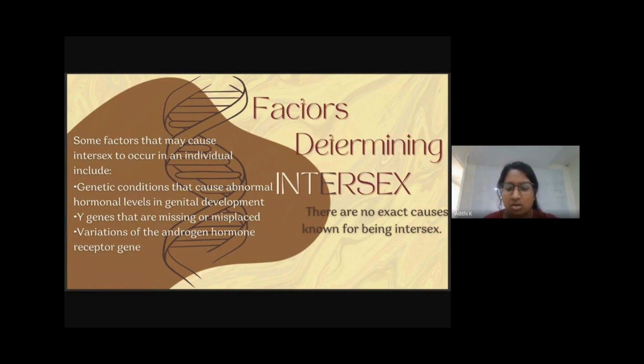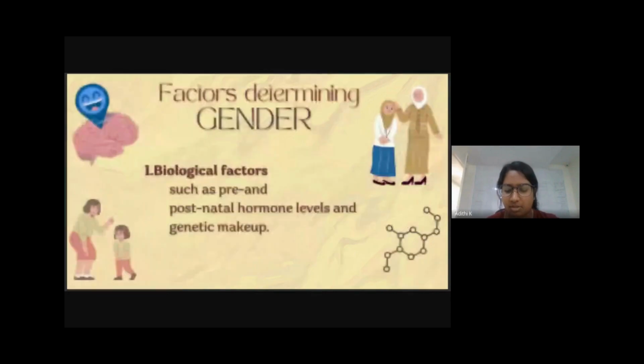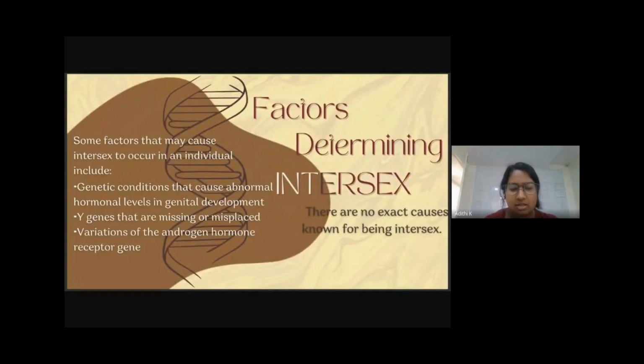Some of the factors that may cause intersex, like I said, are biological variations, genetic conditions, chromosomal abnormalities, and variations of the androgen hormone receptor gene. After fertilization of the sperm and the egg, it forms an embryo where the sex of the embryo is determined by the amount of androgen hormone. If there is excess androgen hormone, then it becomes male. If there is less androgen hormone, it becomes female. So when there are variations in the receptor gene of this hormone, intersex people can be born. But there is no exact one reason for being intersex.